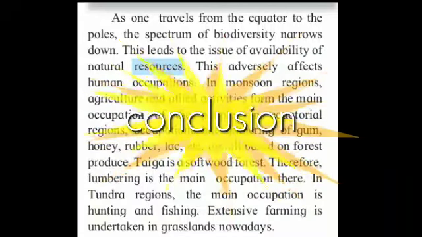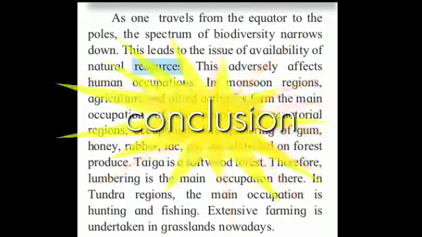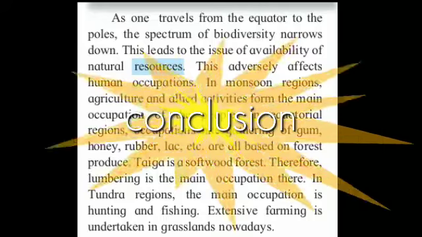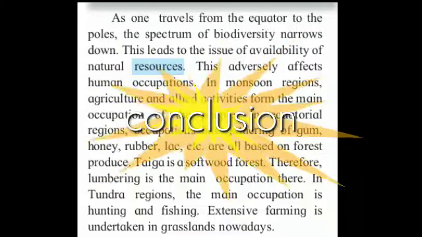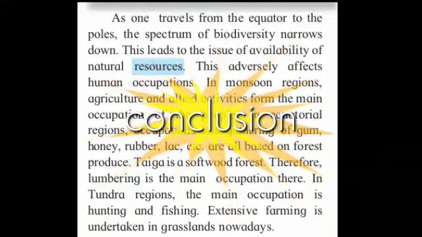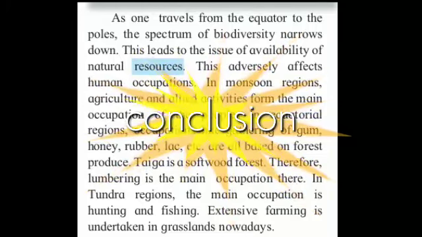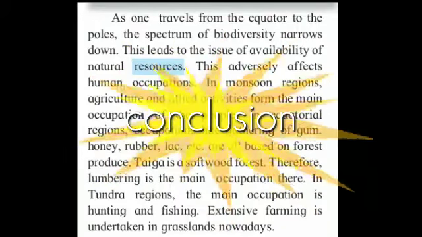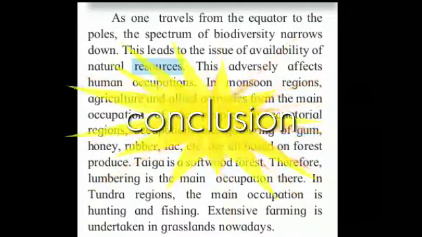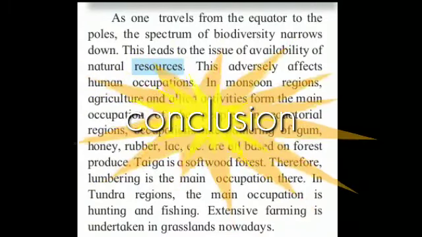Taiga is a softwood forest. Underline this line also, students. Therefore, lumbering is the main occupation there. In the tundra region, the main occupation is hunting and fishing. Underline this line also, students. Extensive farming is undertaken in grassland nowadays.